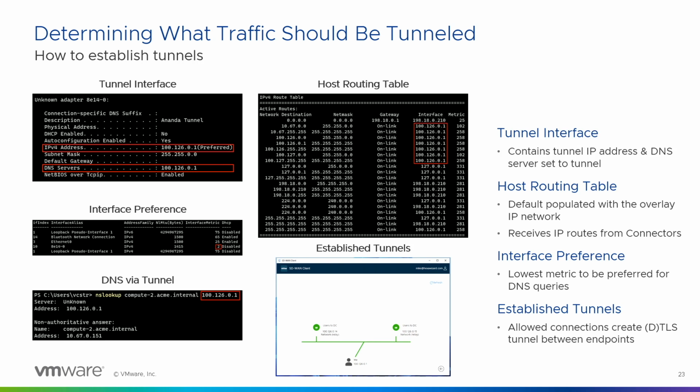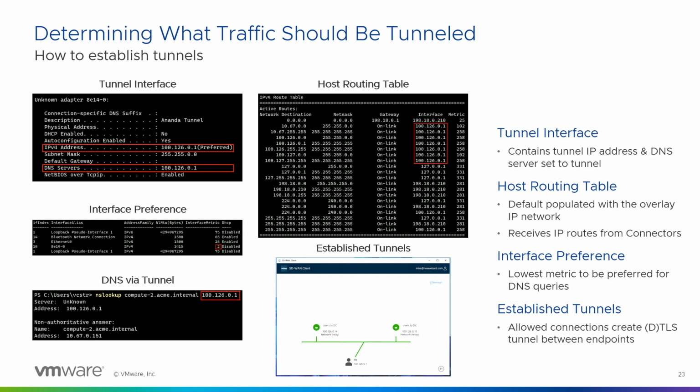Then we're also going to do the host routing table. So your connectors are going to have IP ranges, and these are going to be the private networks that you're trying to broker connectivity to, right? It's where your servers live, your applications live. So if you've advertised any routes, those are going to be downloaded to the host routing table on the operating system, and they're going to be pointed to the tunnel interface.